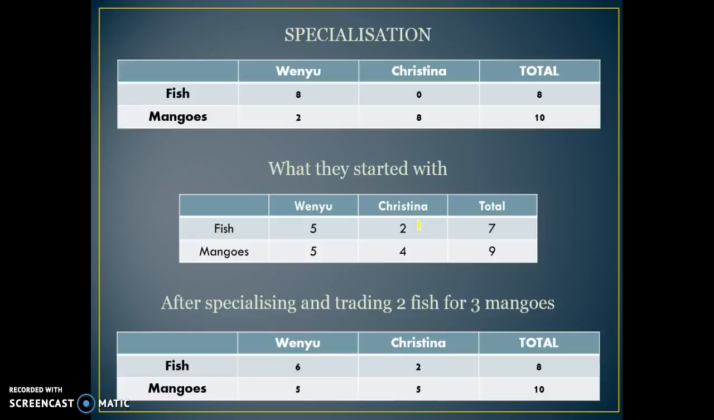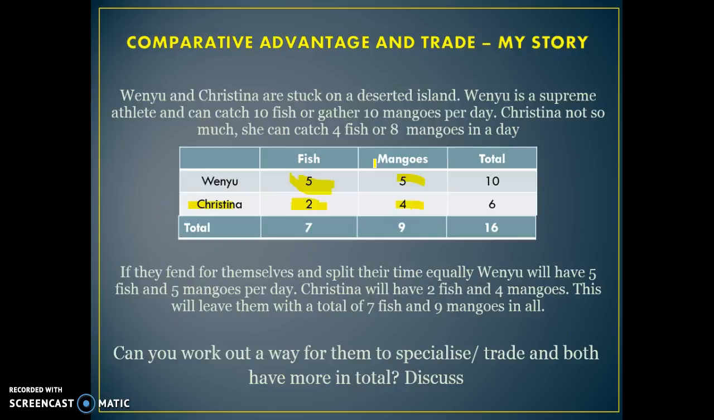So in this case here, just flicking to this bit here, what we would basically be saying is that if they both specialise in what they're good at, and the maths isn't all that important, what's important is that you can recognise who has comparative advantage in what. But if Wenyu was to specialise in fish and Christina was to specialise in mangoes, they would be better off and be able to produce more than if they split their time evenly.